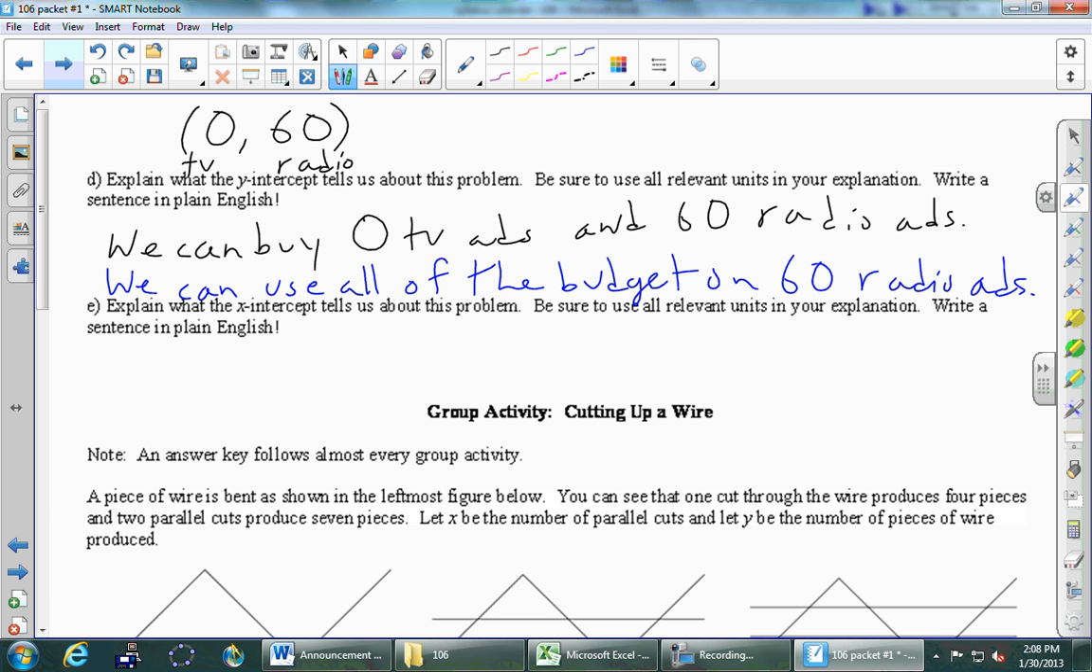Okay, take a moment, see if you can write a sentence in plain English for part B. Can somebody that we haven't heard from yet share their sentence for part B? Davis. Good. 20 TV slots, no radio slots. Super. There are a lot of variations that will get full credit.